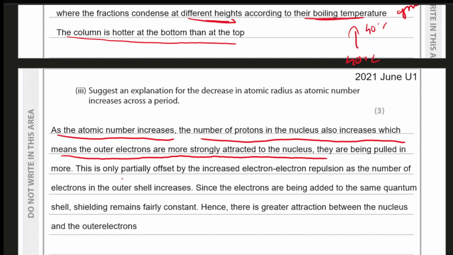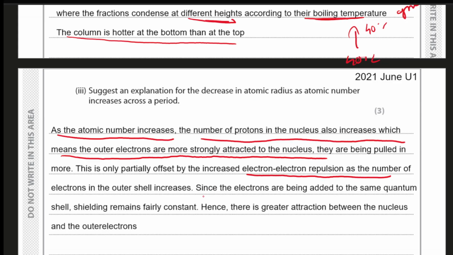And one thing you need to do is analyze all the factors and then conclude with the last factor. So this is one factor: the number of protons is increasing, so obviously the force of attraction will increase. Now there is another thing: since the number of protons is increasing, the number of electrons is also increasing. That means the electron-electron repulsion, or in other words, the shielding effect, is also increasing in the outer shell. Now, what's going to happen is that the increasing nuclear charge is going to partially offset, or basically overcome, the factor of the increased electron repulsion.